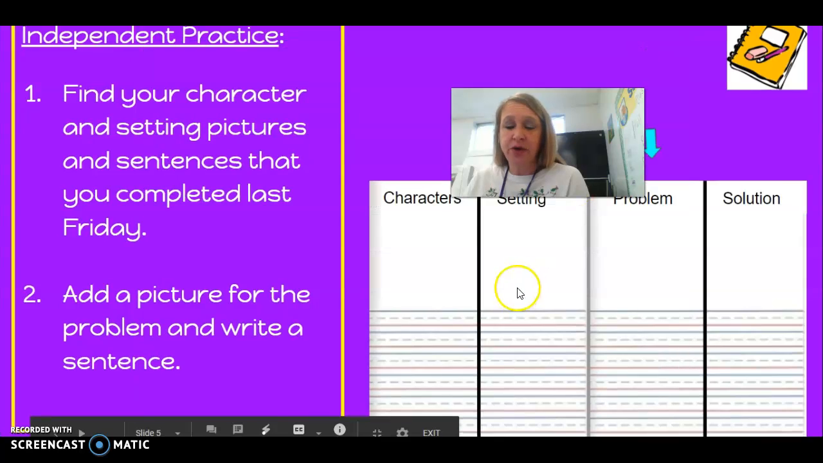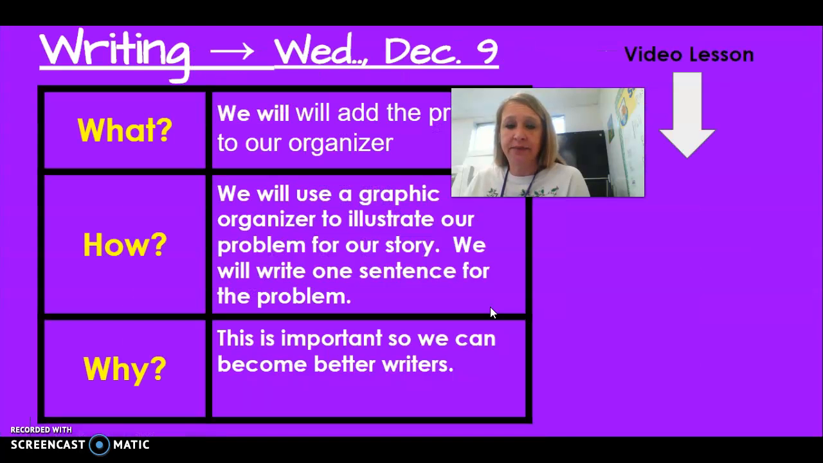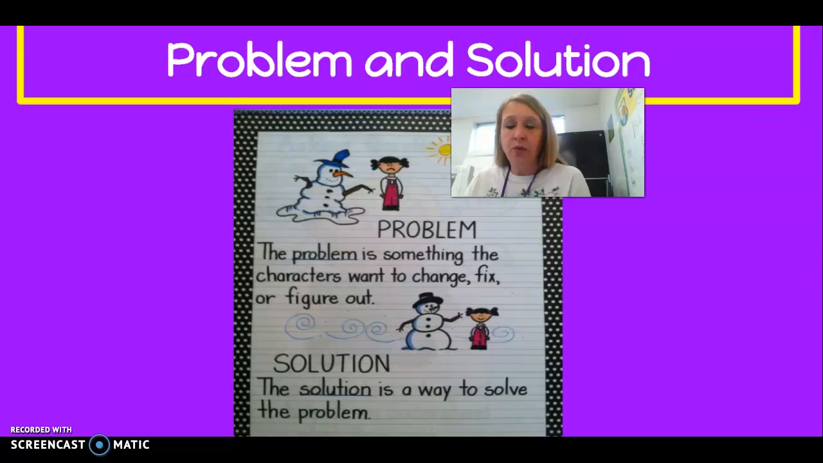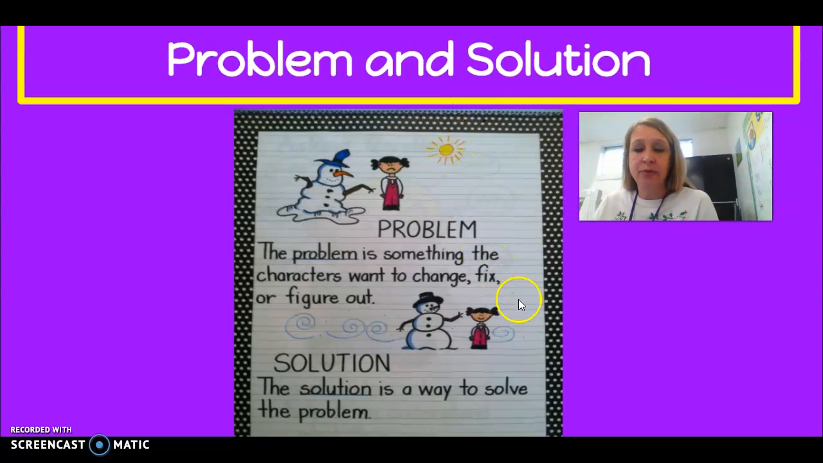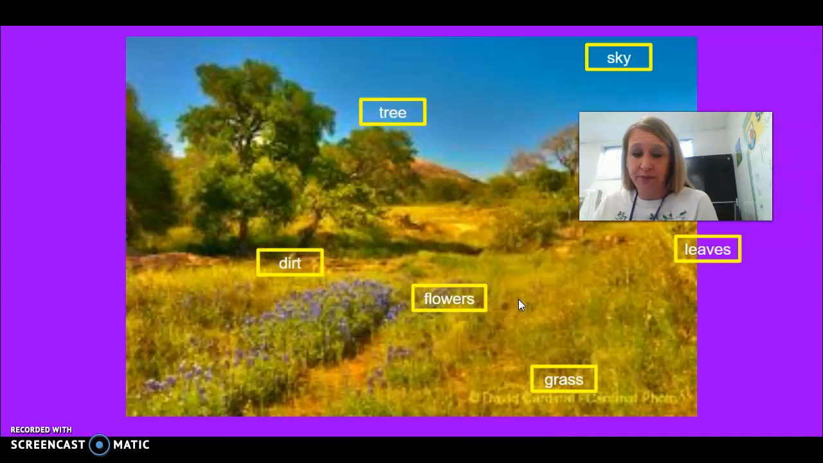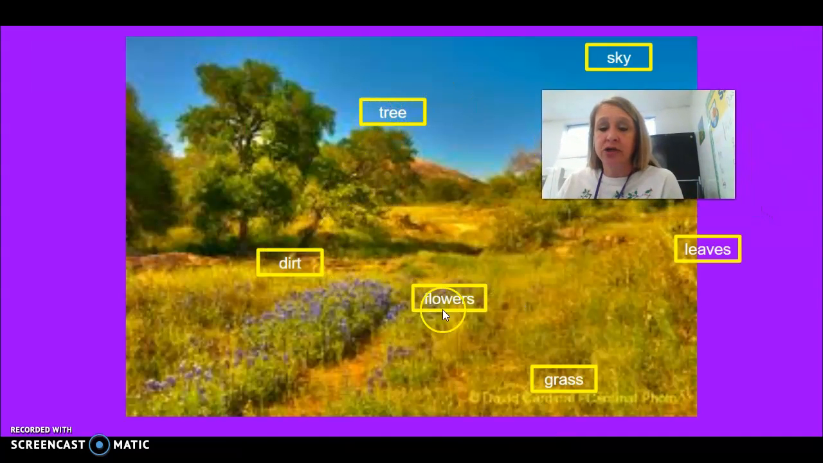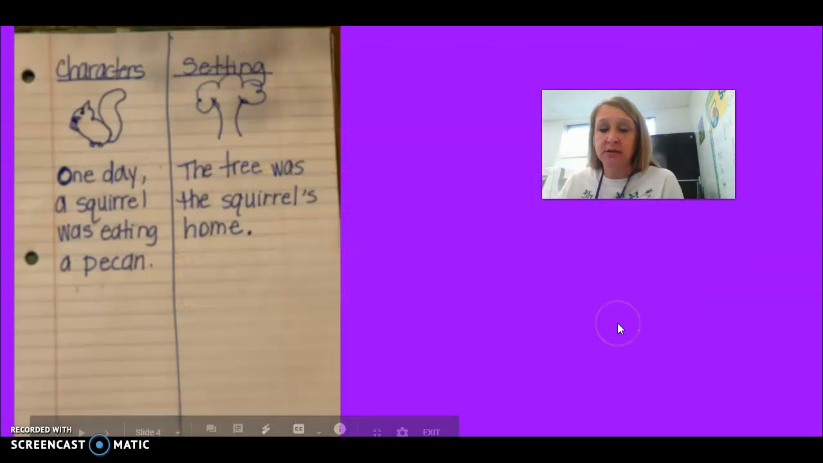So let's review what we talked about today. Well, we said that a problem is something that the characters want to change, fix, or figure out. The solution is a way for them to solve that problem. We looked back at our nature picture and our characters and our setting that we chose. We looked back at our character. My character was a squirrel. My setting was a tree.